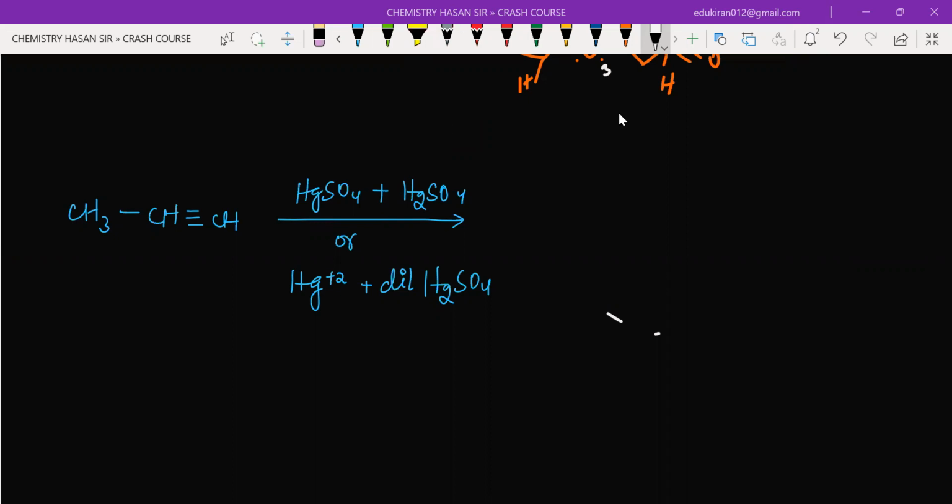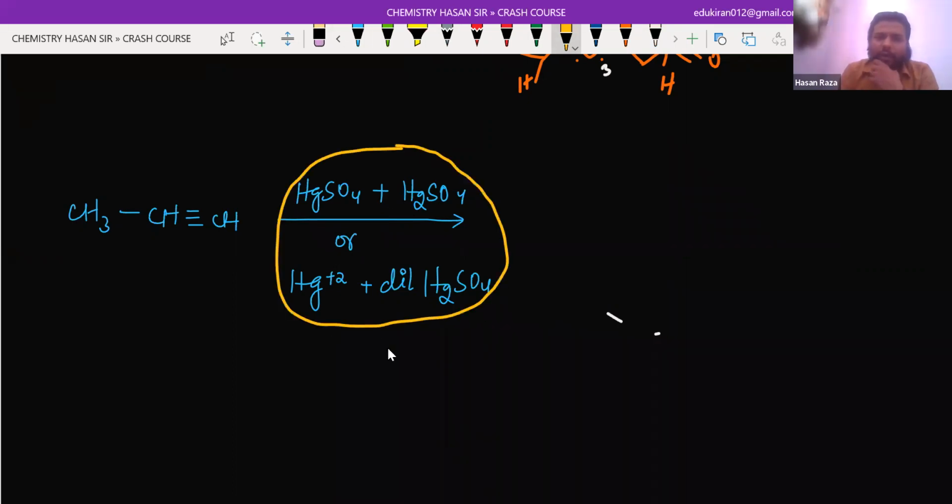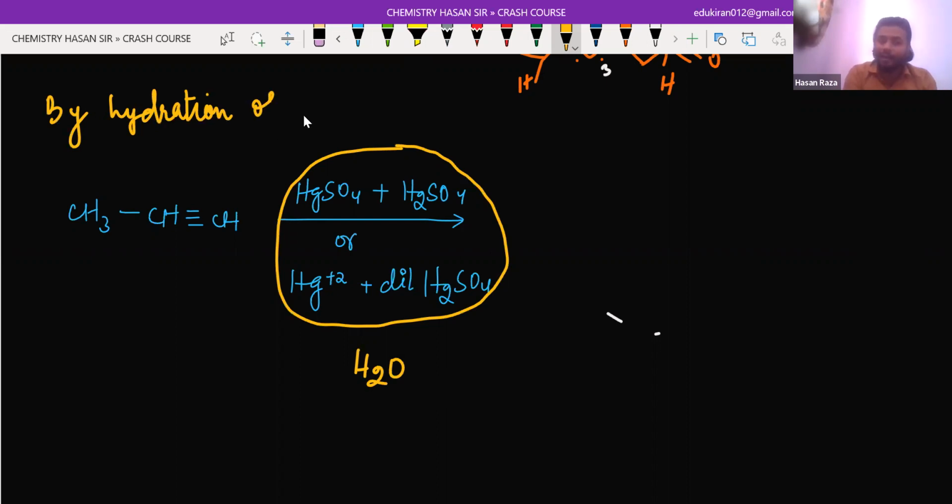MJ, it's wrong answer. Okay, focus here. By this reagent, you will be getting water. Focus here. It's very important. The reagent is very important. The reaction is also known as hydration of alkyne. Basically, when you are going to react this dilute H2SO4 with Hg plus 2, then you will be getting H2O with the help of this reagent.